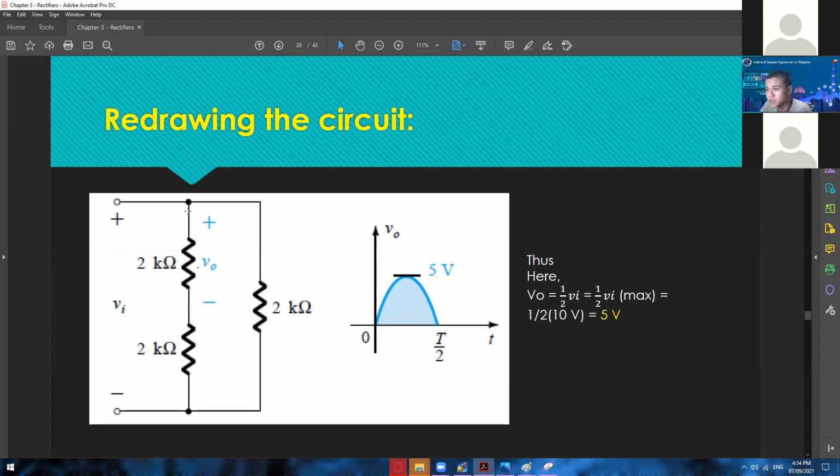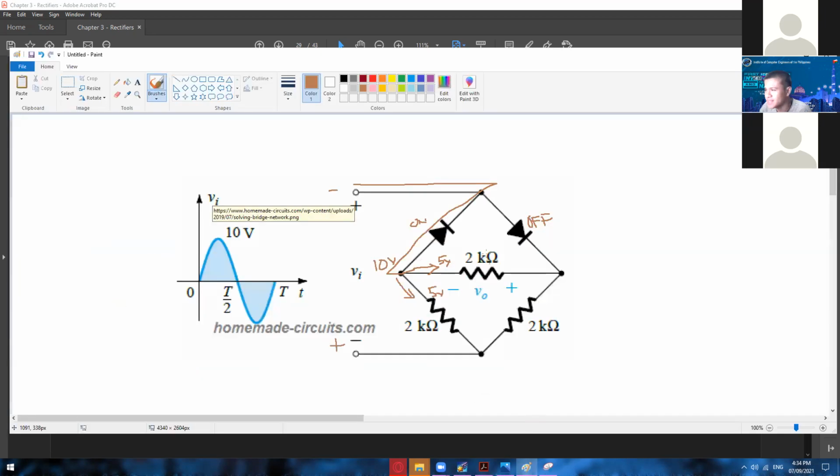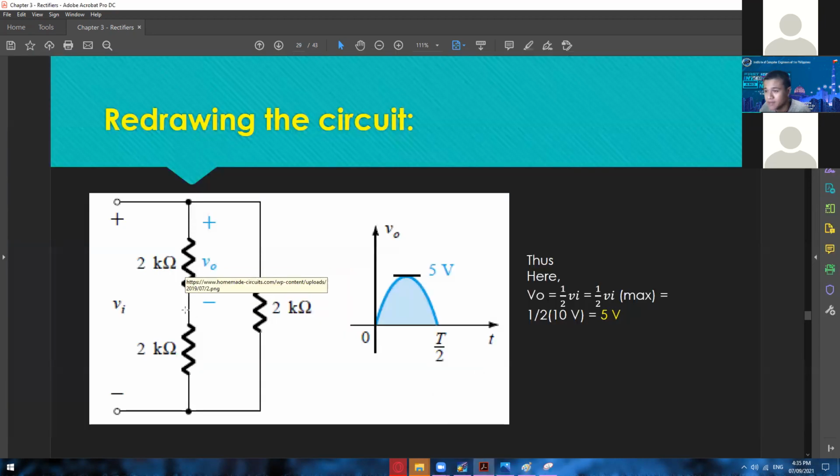So as a result, we have this one. Some of the current will flow here, and some of the current will flow here. But I think this one is a lot easier to understand rather than having this kind of circuit. And that is why we have 5 volts only.